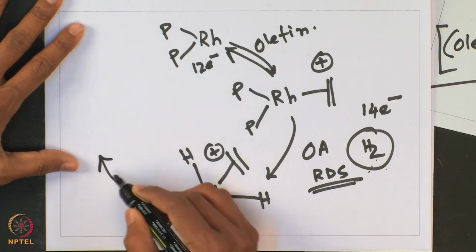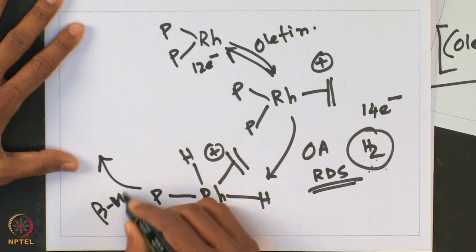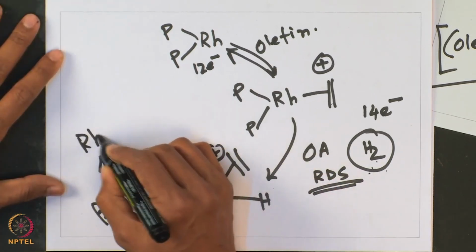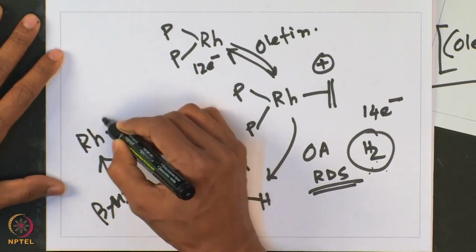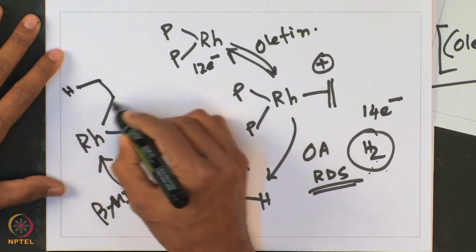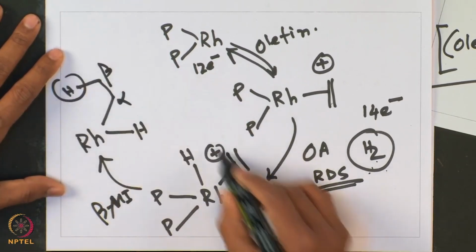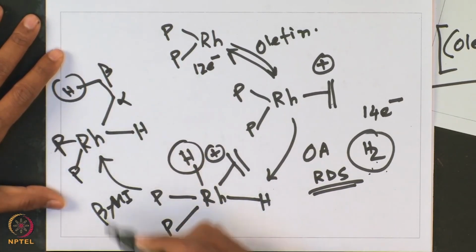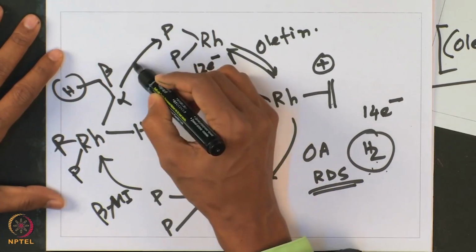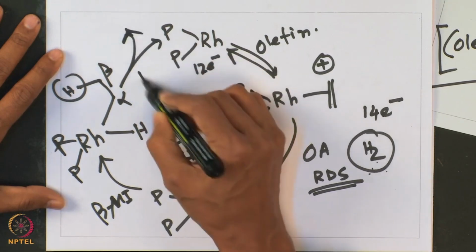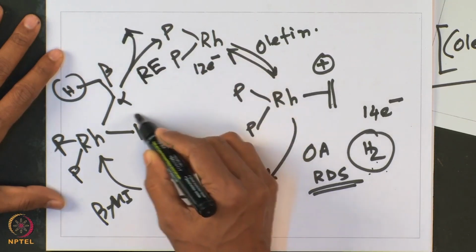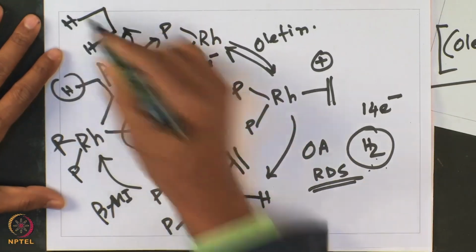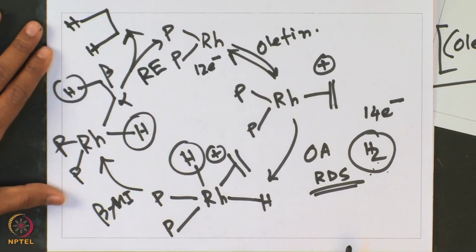From here we have the beta migratory insertion. I hope you are all familiar with it, so I am not getting into the details, where at the alpha and beta positions these hydrides are getting in, and of course your two phosphine ligands come into the picture. Finally, reductive elimination gives you the product, where this hydride and this alkyl group get eliminated to give you the final product.